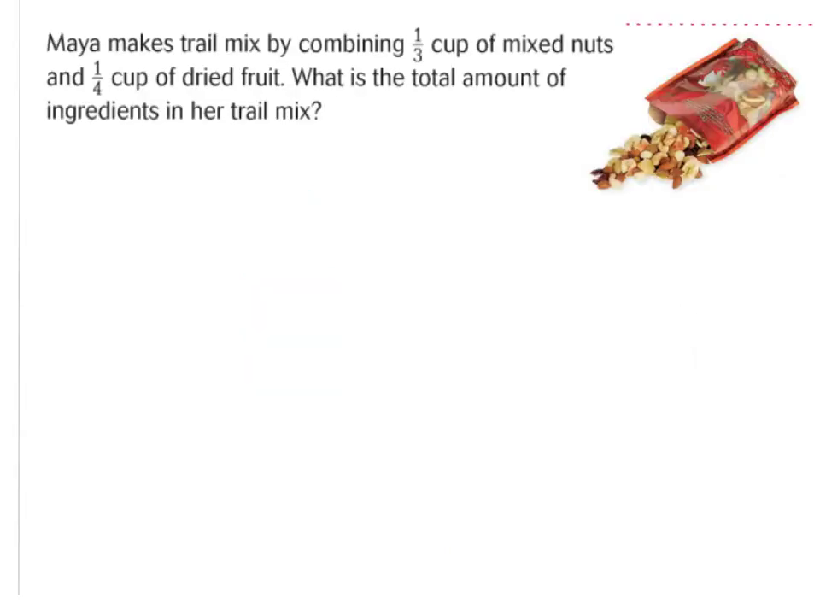Here's the next problem. Maya mixes trail mix by combining, that's a key word, 1/3 cup of mixed nuts and 1/4 cup of dried fruit. What is the total amount of ingredients in her trail mix? So a lot of keywords telling me that I need to add. So let's write our problem. 1/3 cup of mixed nuts and 1/4 cup of dried fruit. I need to combine those measurements.